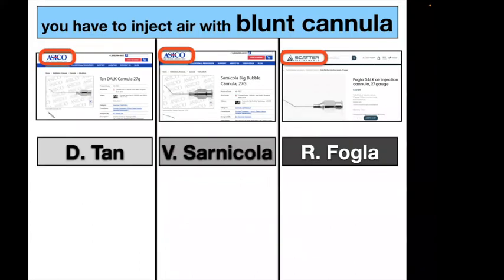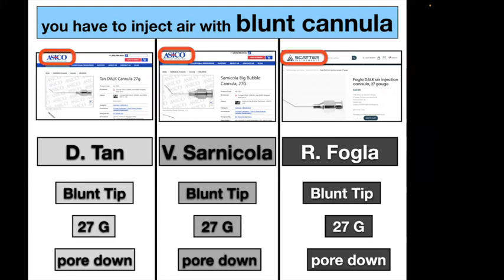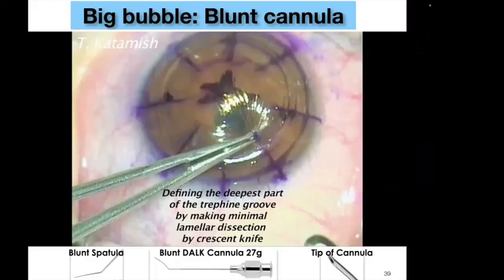There are three well-known cannulas in the market. Of course, I have no financial interest. Donald Tan cannula, Sarnicola cannula, and Fogla cannula. All cannulas are 27 gauge, with a blunt tip, and the pore is down. For myself, I'm using a Donald Tan cannula, but all of these cannulas are quite good.